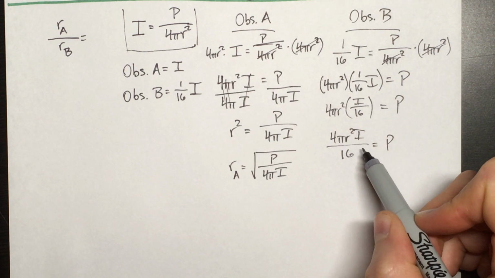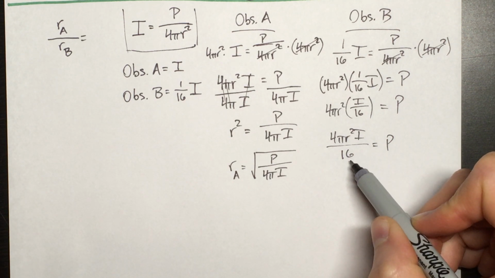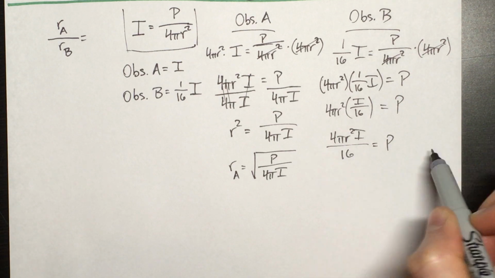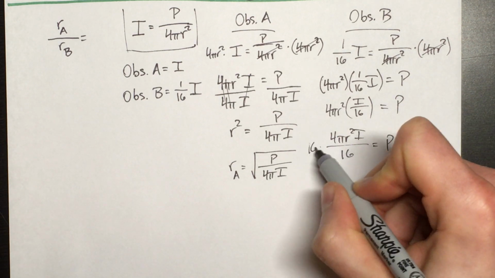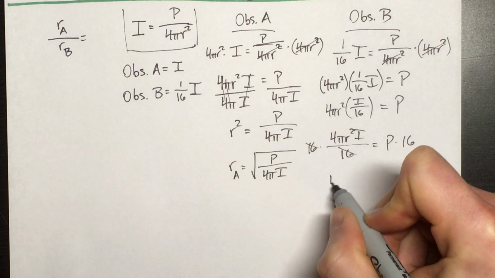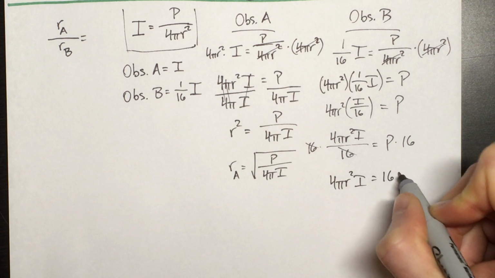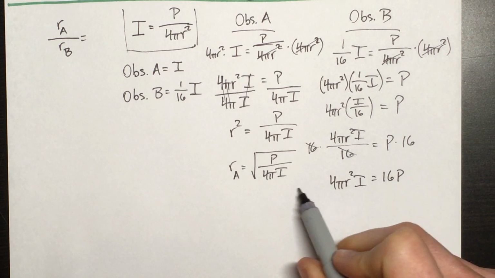So how can we get r by itself? Well, first let's just multiply by 16. Again, get rid of this fraction. So multiply both sides by 16. So this will cancel out, and you have 4 pi r squared I is equal to 16p. Okay, so we have it all in one line.